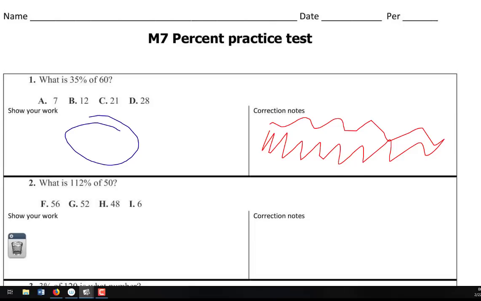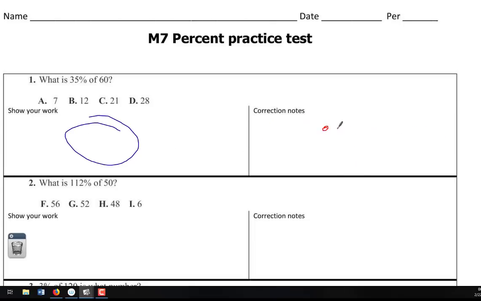Now, if you got a problem correct, here's what your correction notes can look like. Yay, you. If you got a problem wrong, you're going to make whatever notes you need to make. And then when this is all done, you're going to move any notes you think are valuable to the page of test notes you get for Monday.